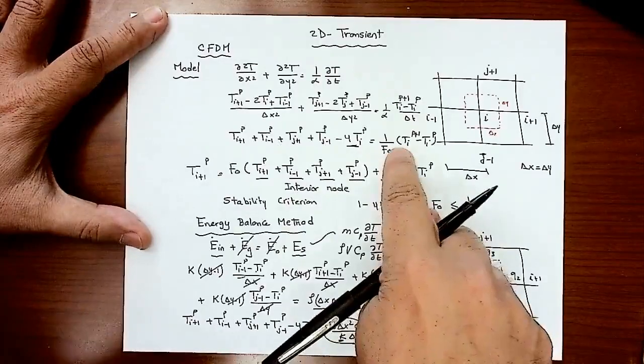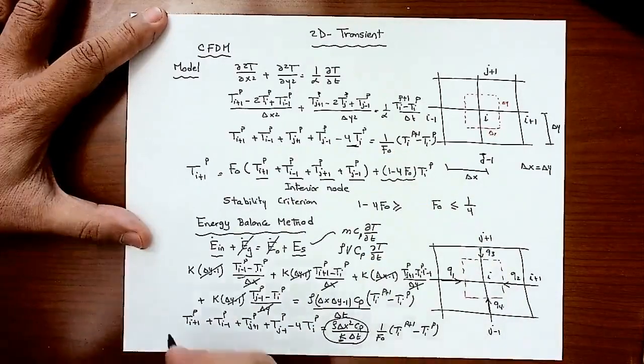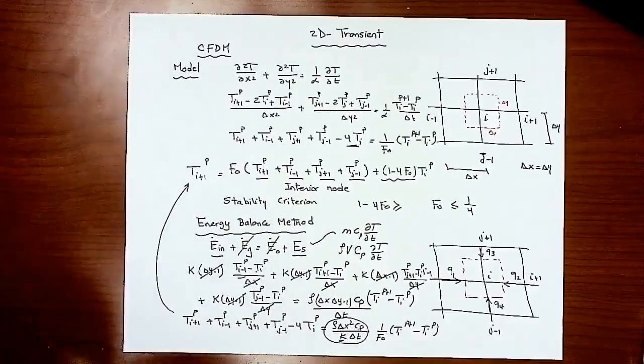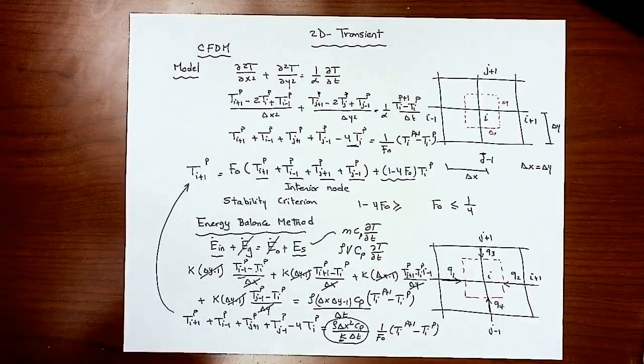It's very similar to this equation. If you simplify, you're going to end up with the same equation we got for the interior node. So either you use the energy balance method or you use the central finite difference method, you can end up having the same equation for the interior node. So what about if you have non-interior nodes?